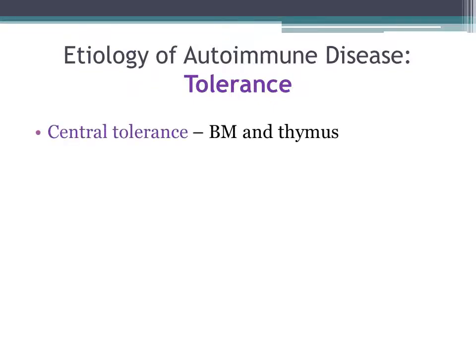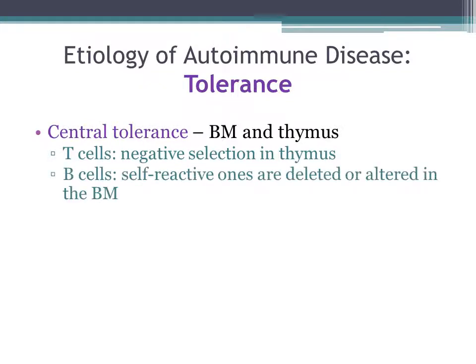We've got two categories of developing tolerance. One is referred to as central tolerance, which is what happens in the bone marrow and the thymus. You'll remember that in the thymus, one of the processes that T cells go through is negative selection. If you don't remember that, it's time to go back and review that because that's an important concept. The other thing that happens in the bone marrow, where the B cells are formed and mature, is that any found to be self-reactive are either gotten rid of or changed in such a fashion that they are no longer self-reactive.